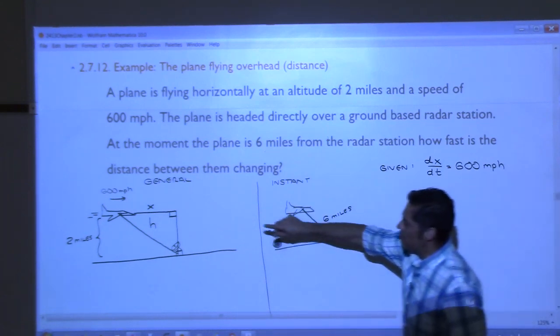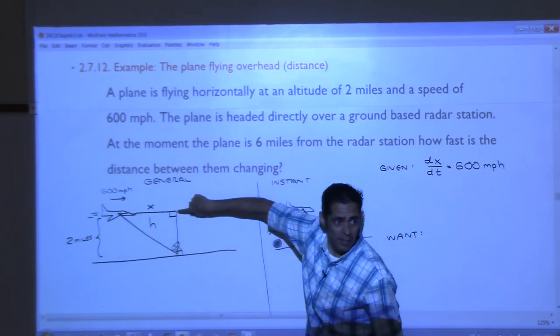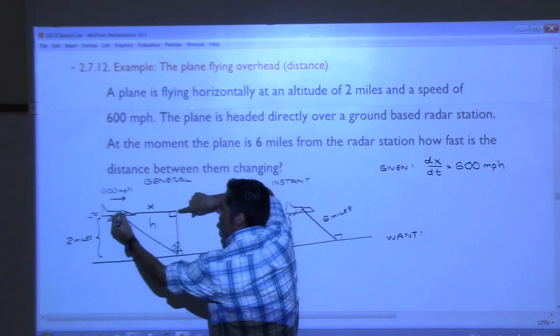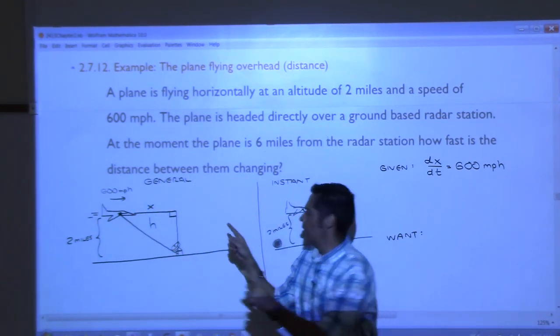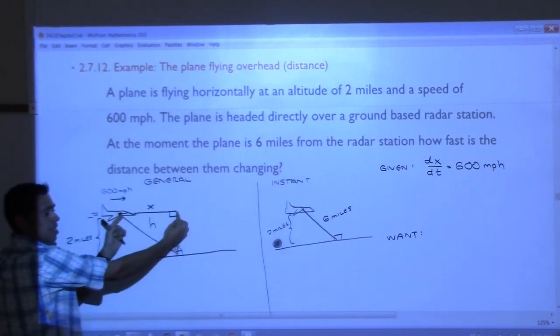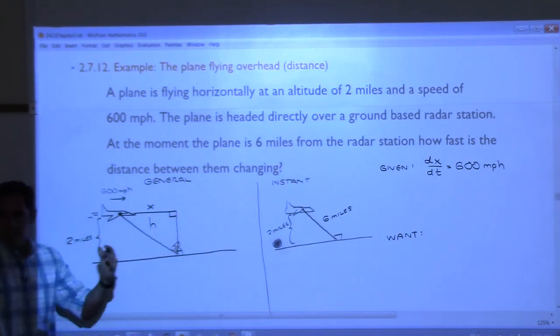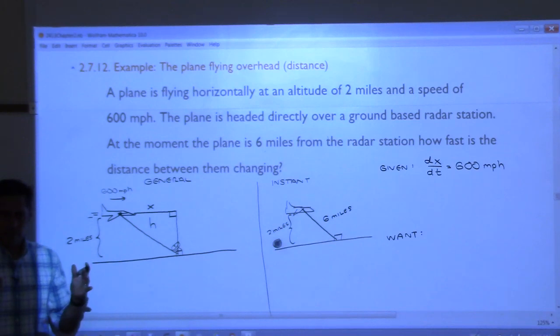Now, think about this. If this point is fixed, and this point is the aircraft, do you agree that this point is moving at 600 miles per hour? Yes. That x is changing. 600 miles per hour is the rate at which x is changing. Y'all agree with that?